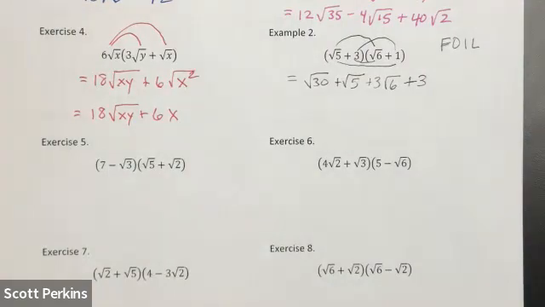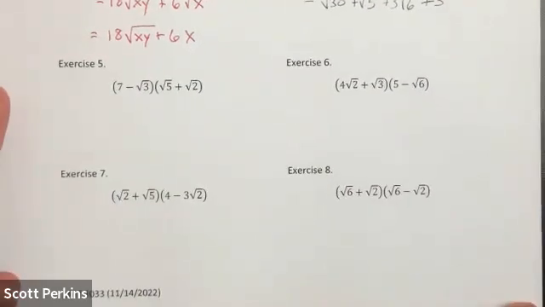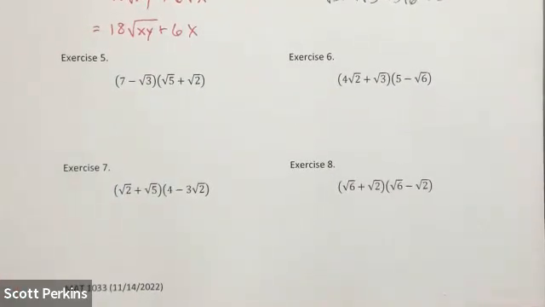So it's just taking this multiplying radicals, foiling. If you got a question, ask it. If not, let's move forward to exercise 5. If you need me, raise your hand. I'll come to you. Go ahead and foil together those in exercise 5.